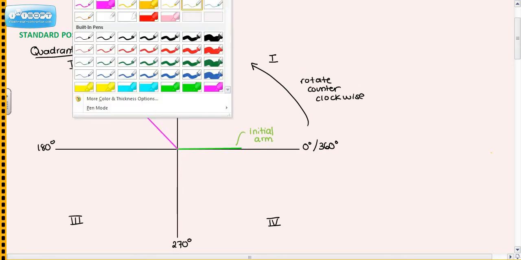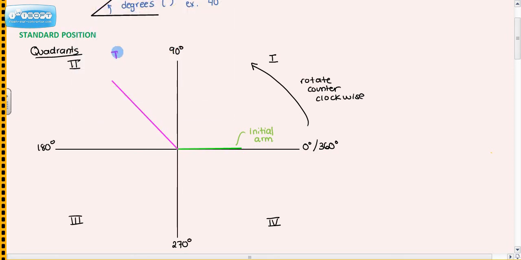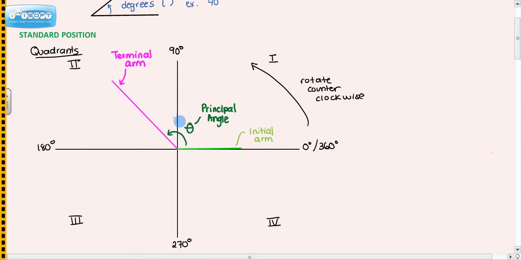So we call this second arm the terminal arm because it terminates the angle of rotation from initial to this arm. And the angle that we measure between the two is our principal angle. And it's given by the Greek symbol theta. So the angle that we're drawing is from the initial arm to the terminal arm, and it's written as theta.